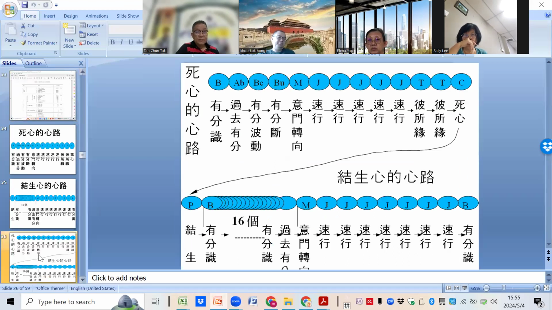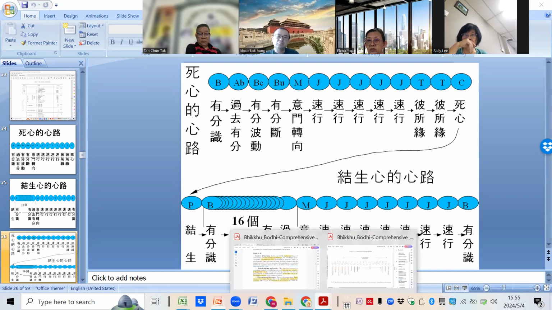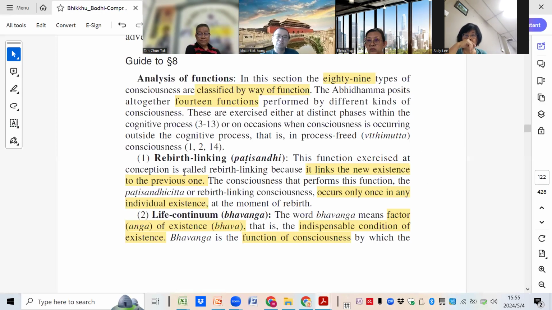For example, this is your past life, class. This is your death moment. This is your next life. Once your death consciousness arises and executes the death, you will be reborn. Once you are reborn, the first moment we call rebirth linking. So not difficult. Patisandhi, rebirth linking. Then the second one is the life continuum.